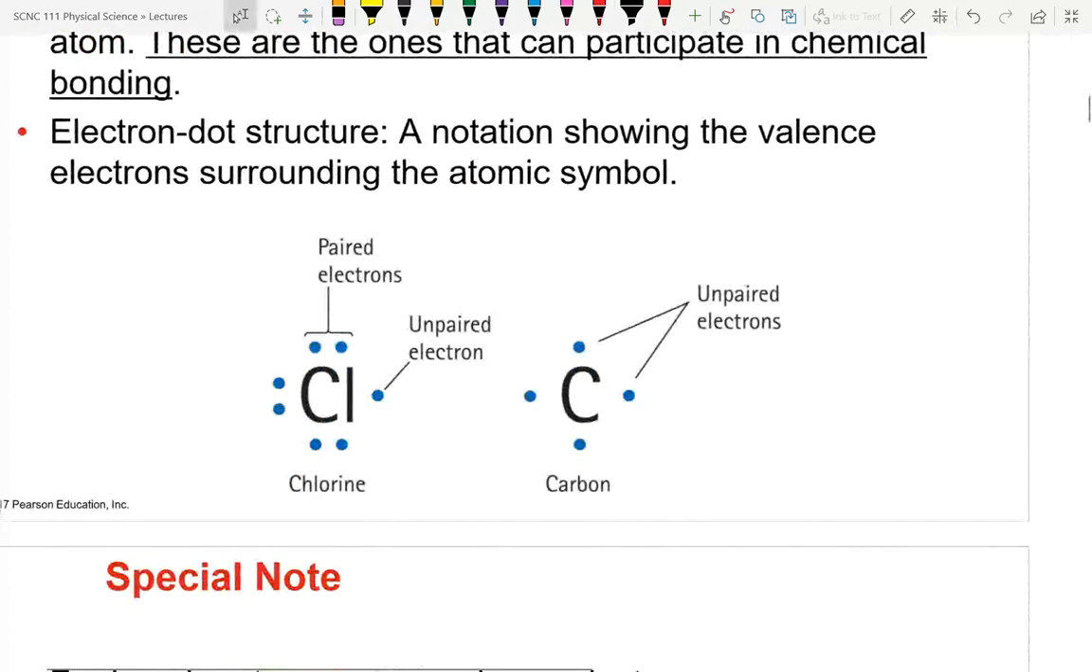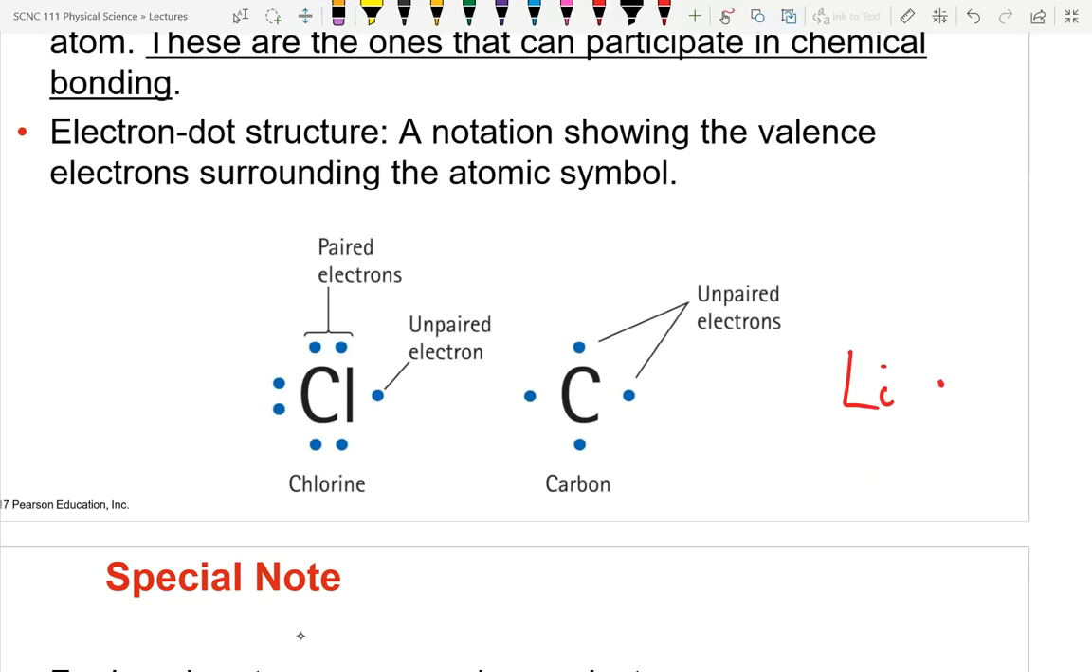So with lithium, now how many electrons does lithium have in total? 3. It has a total of 3 electrons. But the first 2 are in the first shell. The third one is in the second shell, and so we only look at the outermost shell. And so for lithium, we put just a single dot because it only has 1 valence electron, only 1 electron in the outer shell.